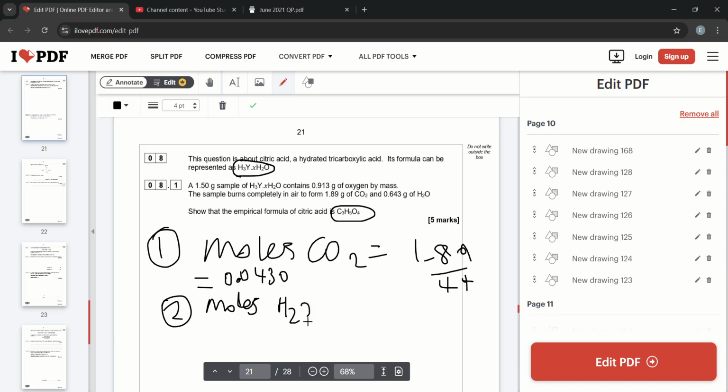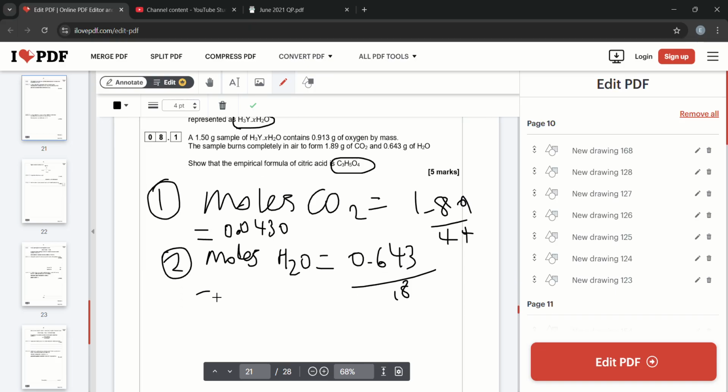Let's find out the moles of H2O. Moles is mass over Mr, 0.643 over the Mr of 18, which gives 0.0357.